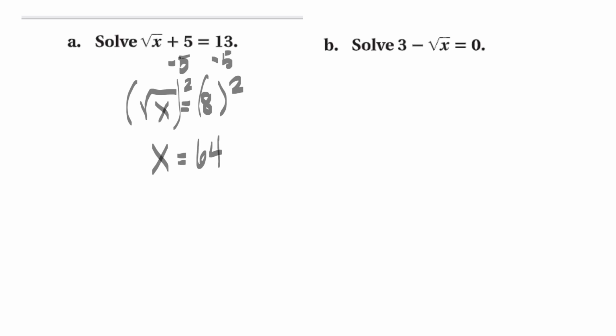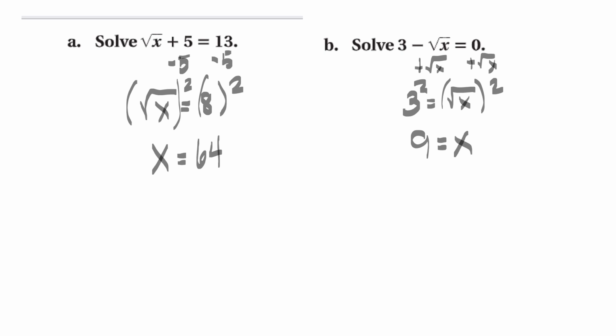Okay, next one. Notice there's a negative in front, so we'll deal with that in just a little bit. We're going to go ahead and add the square root of x to both sides. So now we have 3 equals the square root of x. We're going to square both sides of the equation. So we have 9 equals x.